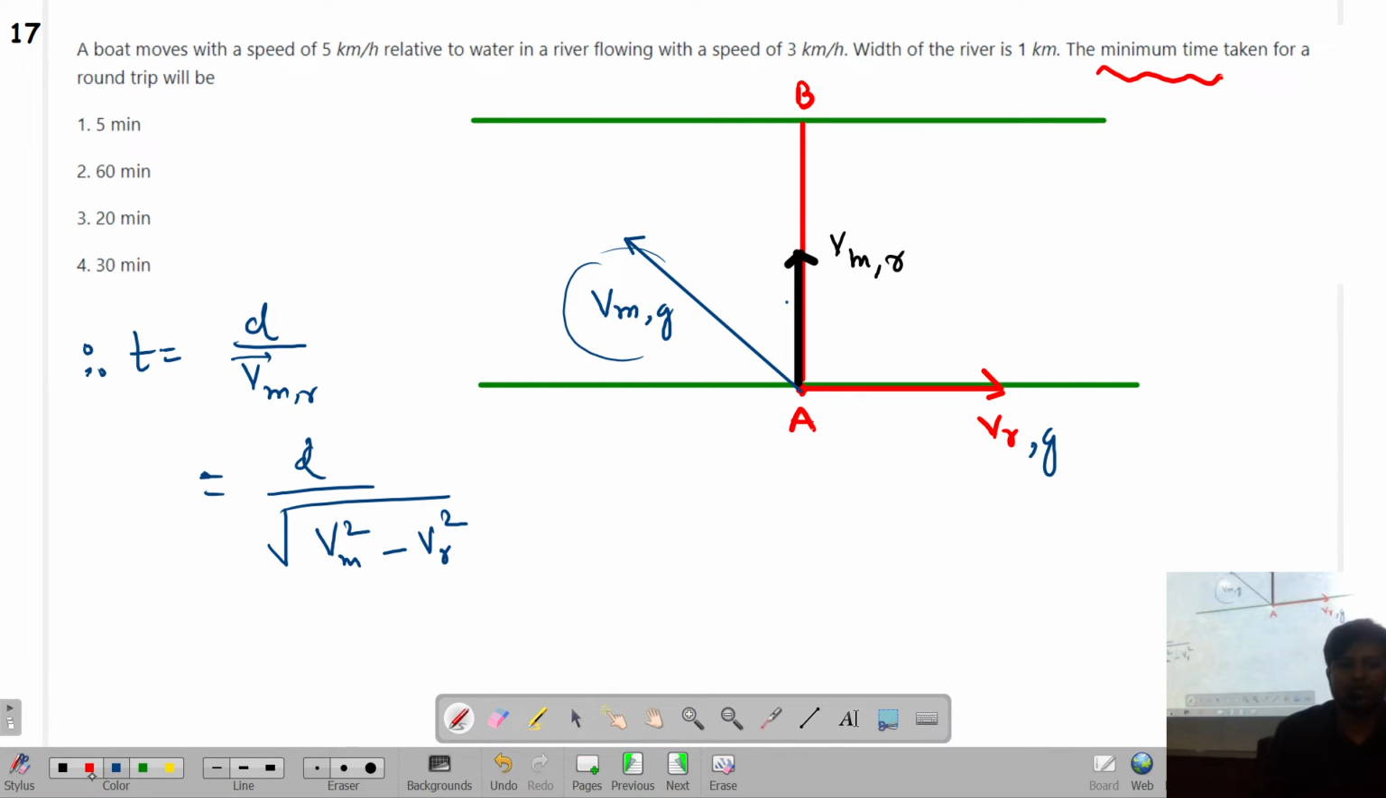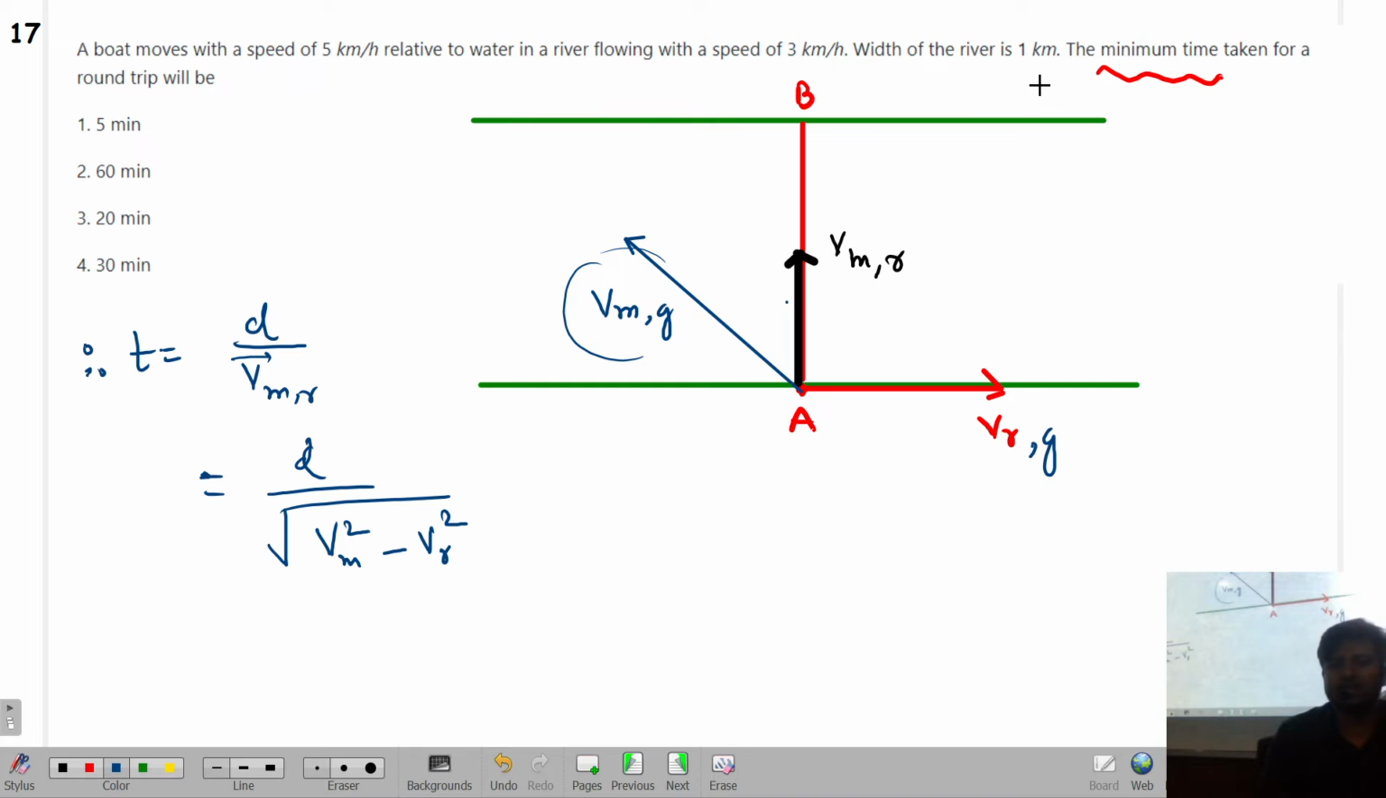Okay. So now look over here. What is the width given? 1 kilometer. What is the speed of the river? 3. What is the speed of the boat? 5. So 5 squared minus 3 squared. Yes or no?